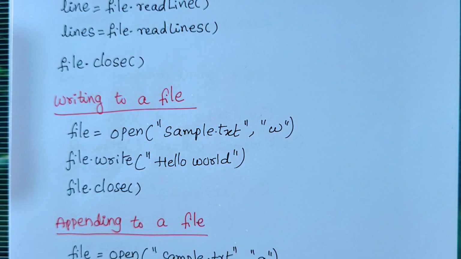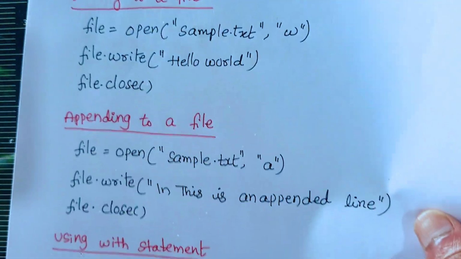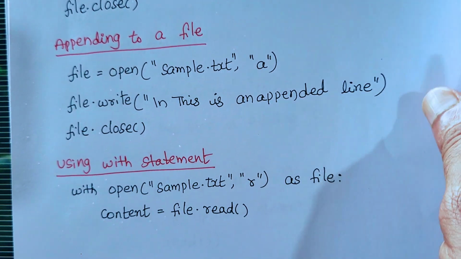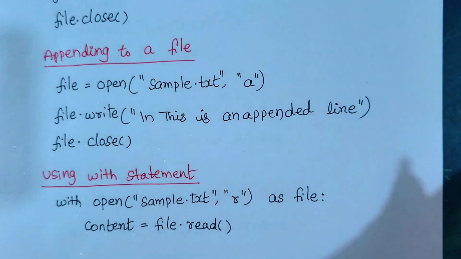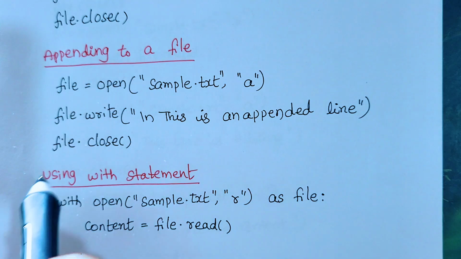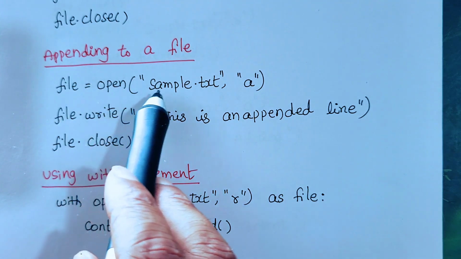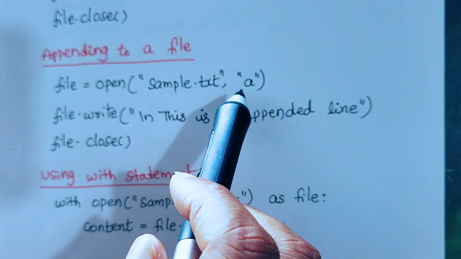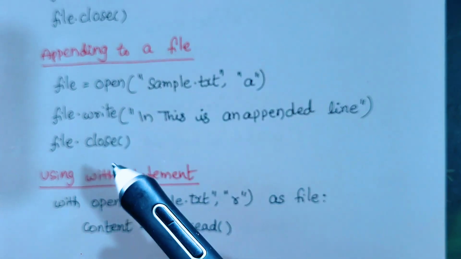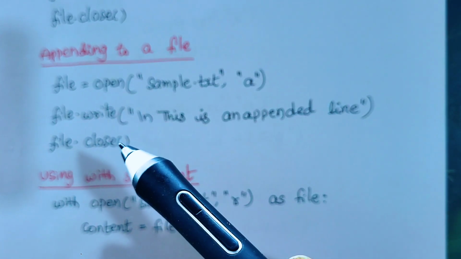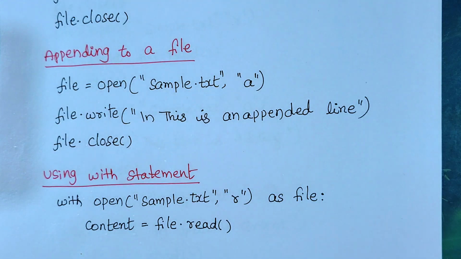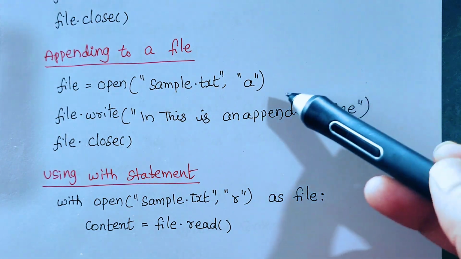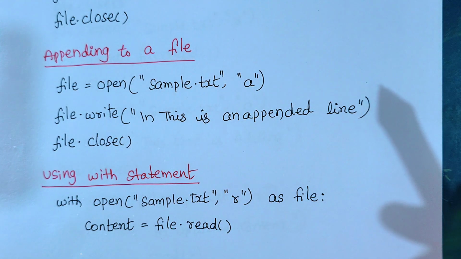Then we will discuss appending a file. Till now we discussed read and write. Now we go for appending a file. file = open('sample.txt', 'a'). In the previous one we gave r and w. Now we are giving a. A means append. So append means you already created a file and have given some text.